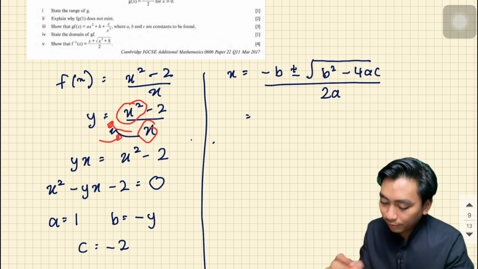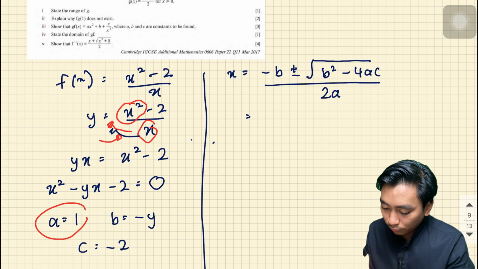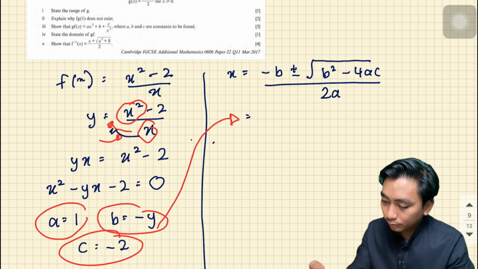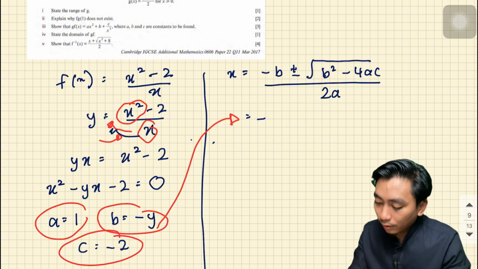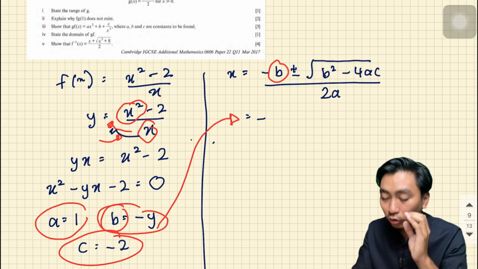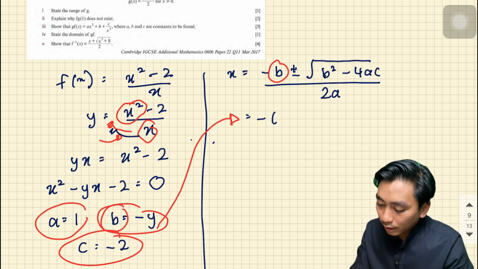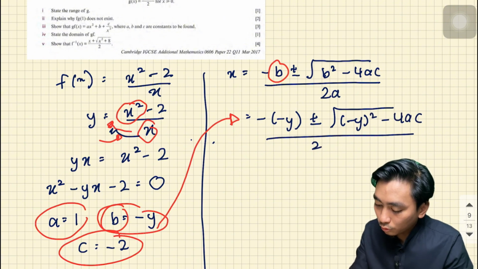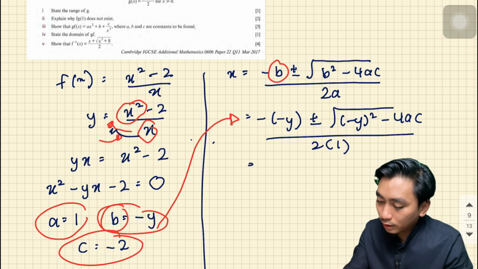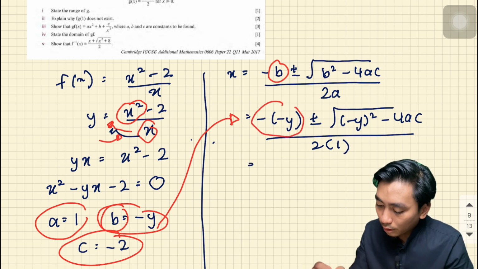Okay, substitute all the values from here into the equation, which will be negative b. Remember the negative, and the b you have to copy exactly, which is negative y. So put bracket negative y, plus minus, also the b, negative y square, minus 4ac, divided by 2 times 1. So you will get here, the negative becomes y only, plus minus the square root.